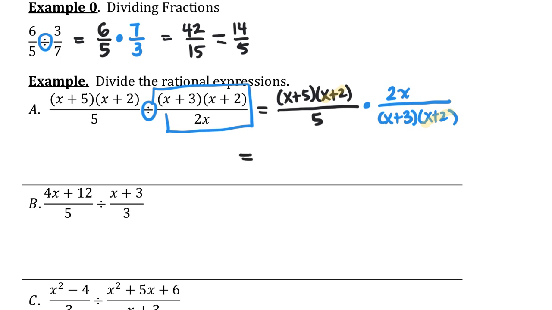So my final answer, I have the 2x at the numerator, the x plus 5, and at the bottom, I still have the 5 and the x plus 3. And this is my final answer.